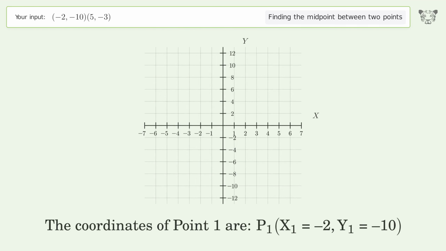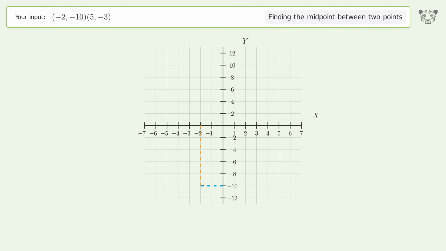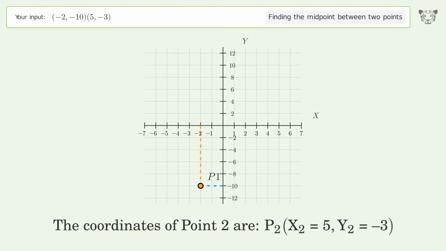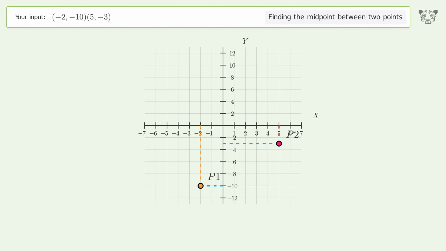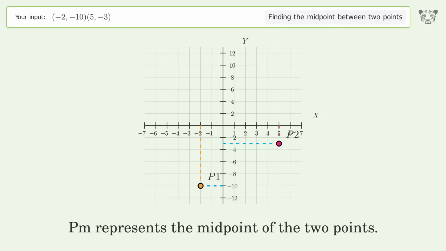The coordinates of point 1 are, x1 equals negative 2, y1 equals negative 10. The coordinates of point 2 are, x2 equals 5, y2 equals negative 3. PM represents the midpoint of the 2 points.